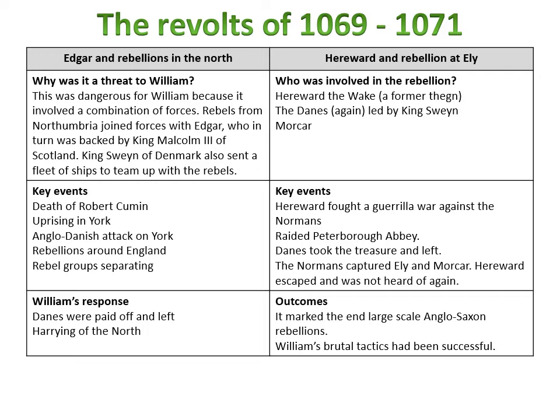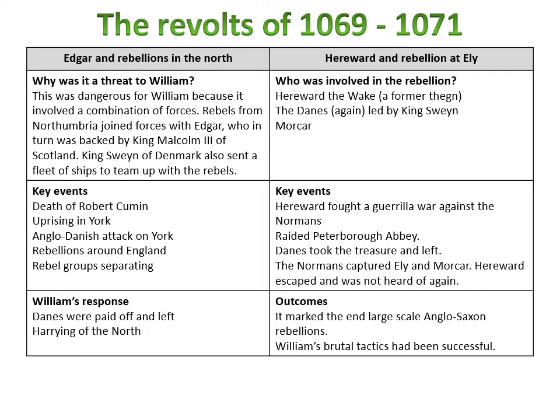Now, this had been coming for a while. So, first up was the death of Robert Comyn, the new Earl of North Northumbria, who was killed after causing great resentment in the Anglo-Saxons in the north. There was an uprising in York. There was also an Anglo-Danish attack then on York, and rebellions also around England.